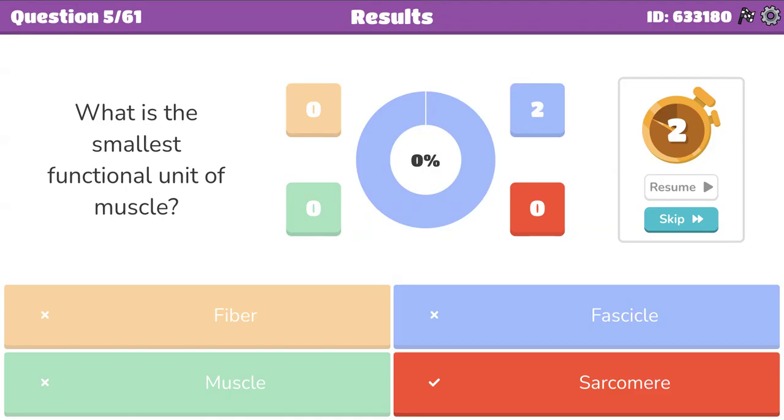The smallest functional unit of muscle is the sarcomere. All the others don't have function yet. It is the building block. So until it gets to the sarcomere, it doesn't have function.